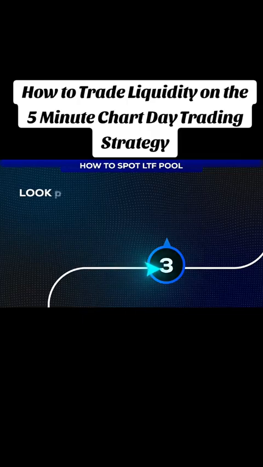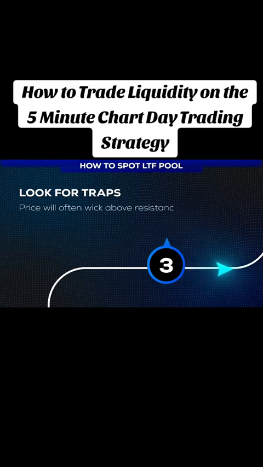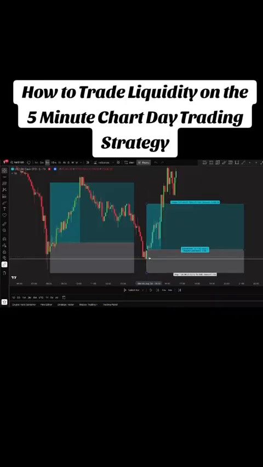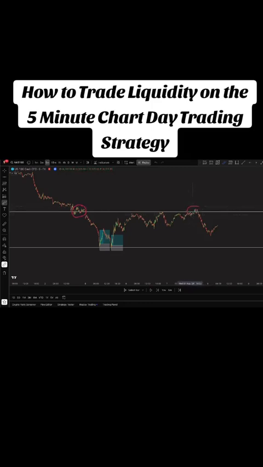Number 3, look for traps. Price will often wick above resistance, pause, then dump, or wick below support and reverse. That is your confirmation. And this is an example of that trap. Price came down and wicked below that level of support and then reversed. And again, as it was coming up, it wicked above that level of resistance and came crashing down. Always keep an eye out for the traps.